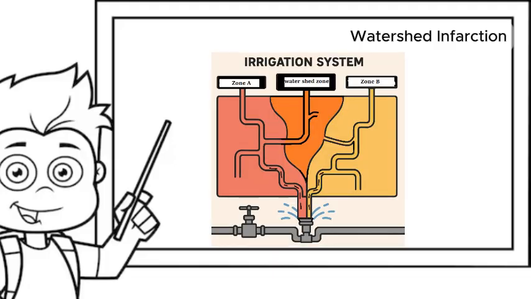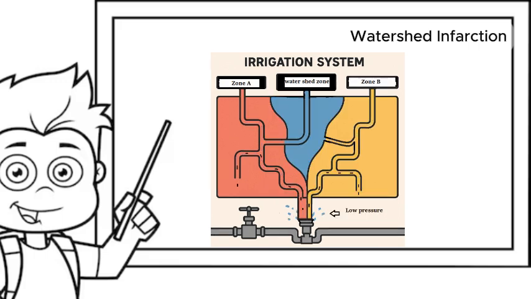Think of the brain's vascular territory like irrigation zones on a map. The watershed zones are the borderlands, which are the furthest edges of supply from each main artery. When overall perfusion pressure drops, like during systemic hypotension, these border zones become ischemic first, especially if there is already an upstream blockage like carotid artery stenosis.